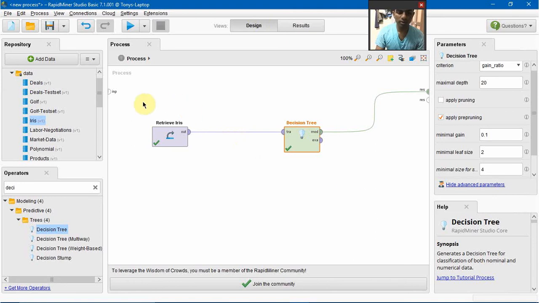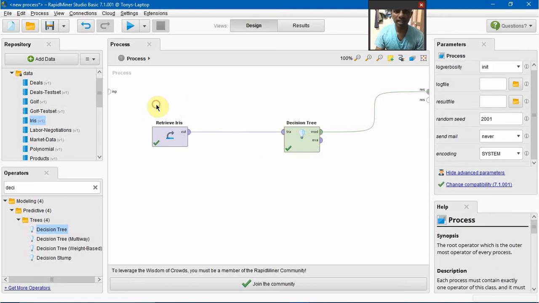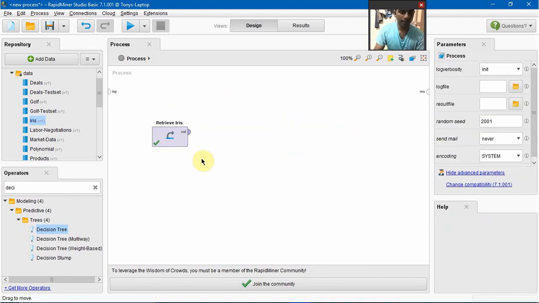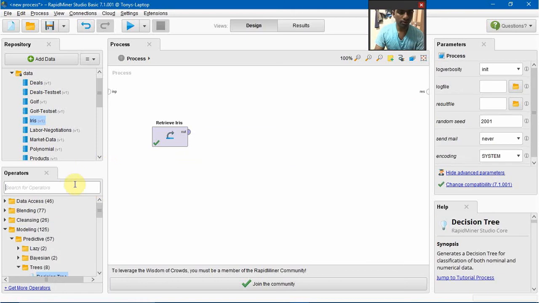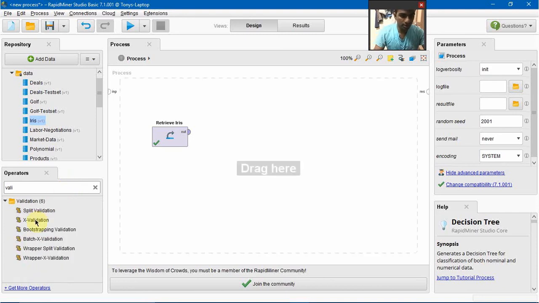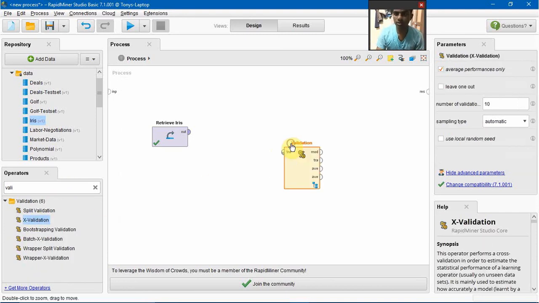And now we can actually say that a decision tree is good or bad by the performance, by the accuracy level. And now we're going to check the accuracy level through the following process. I'm going to take away this decision tree. And now we're going to add validation, X validation. This is what we add.